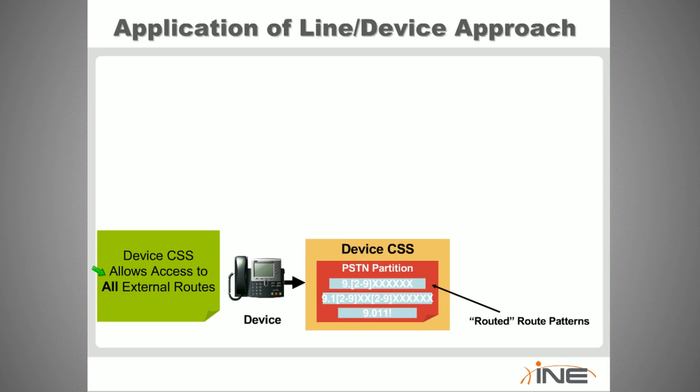So we're going to use the device CSS, as we see here, to allow access to all external routes, even if the person shouldn't be able to dial anywhere but internal and 911. We're going to give every device, every phone within any one location, any one geographic area, one city or one cluster, access to a single calling search space that allows access to all routes.